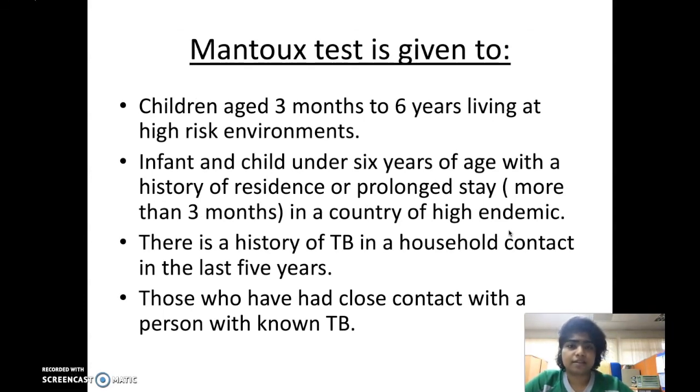Okay, the Mantoux test is given to which ages and who? Children ages 3 months to 6 years living in a high risk environment. Infants and children under 6 years of age with a history of residence or prolonged stay, which is more than 3 months, in a country of high endemicity. There's a history of TB in a household contact in the last 5 years. If the person had contact with any TB person in the house, like family members or anyone. Those who have had close contact with a person known to have TB.